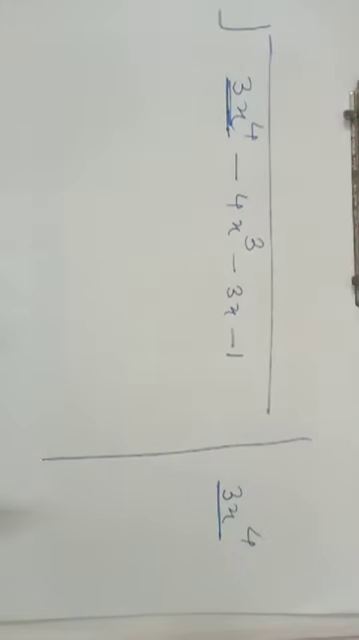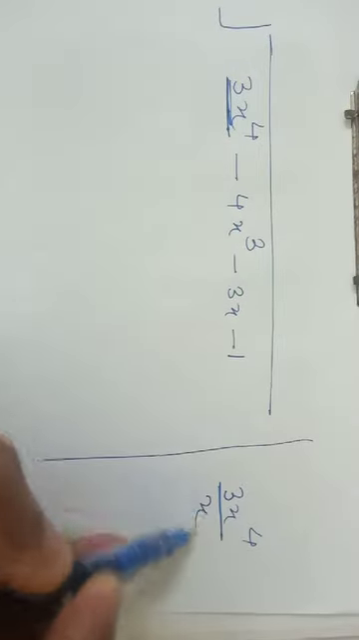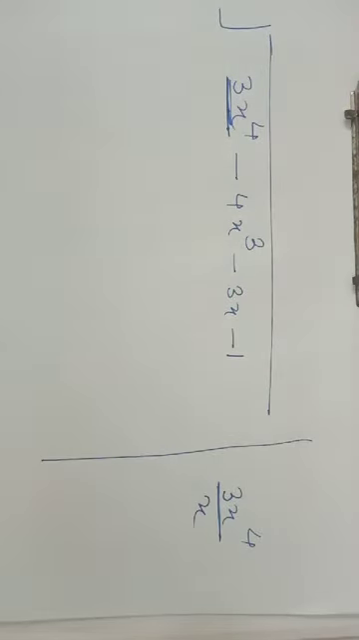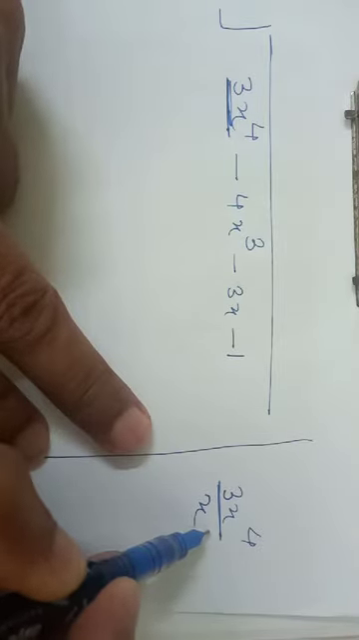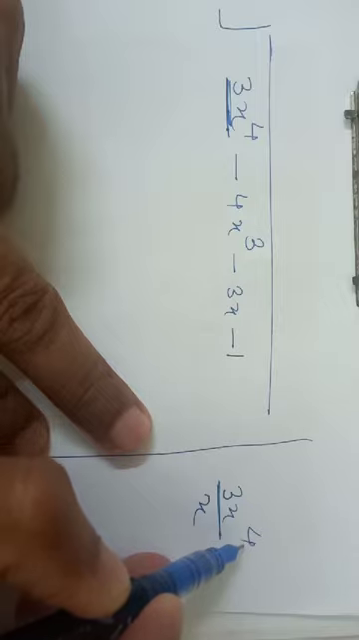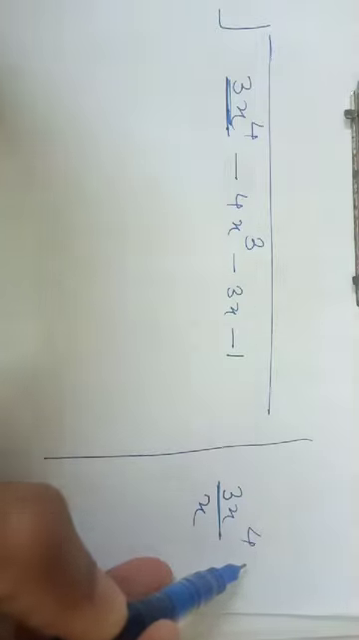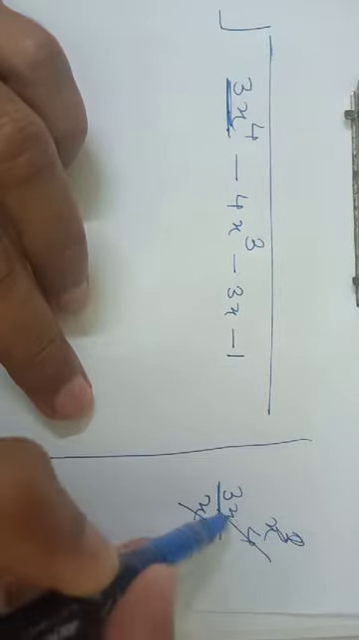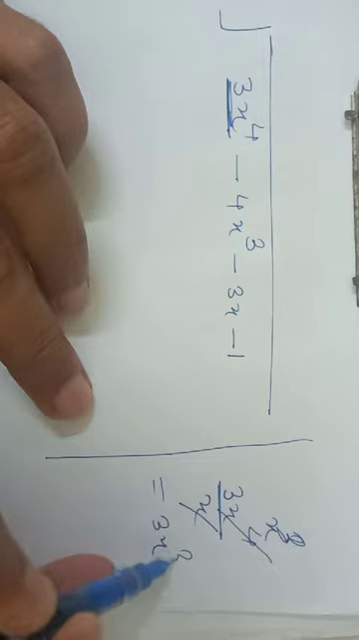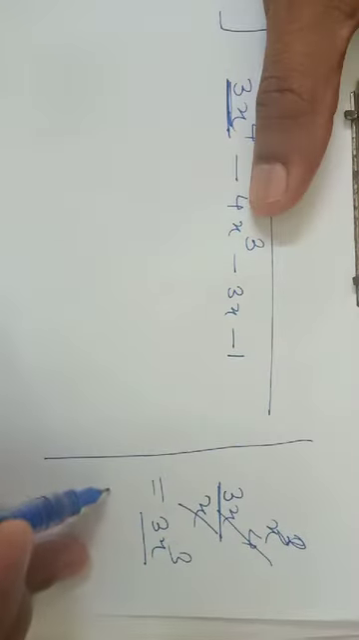3x raised to the power 4. It means you should divide it by x. Clear? This is the rough work. x completely divides that x. 4 power is there and 1 power will be divided. Then how many powers will remain here? 3 power will remain. It means x cube. What will remain? 3x cube. Clear?